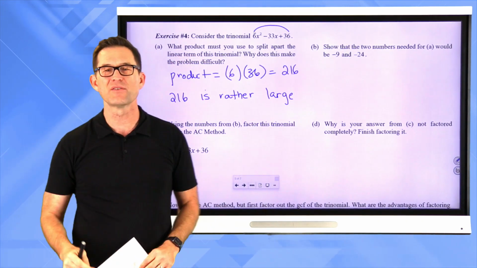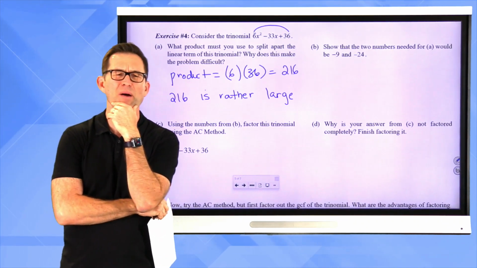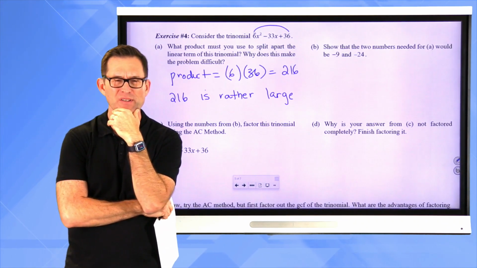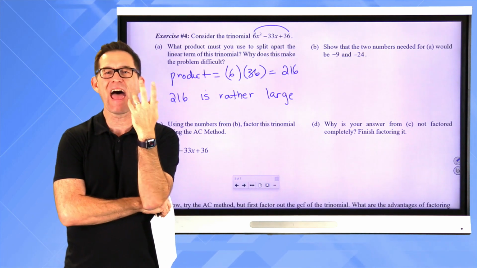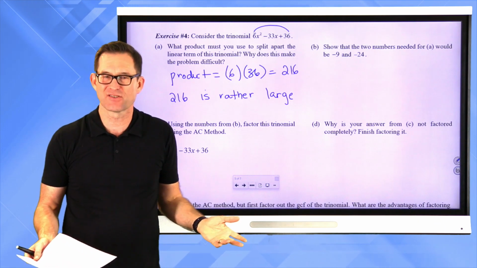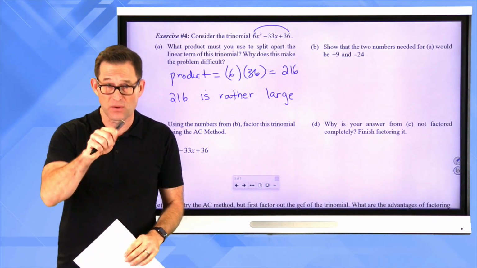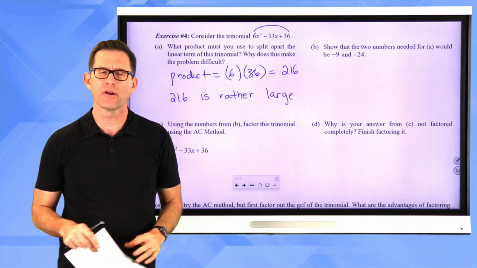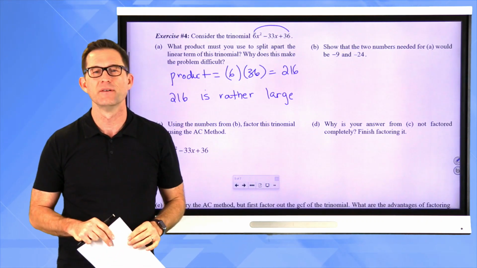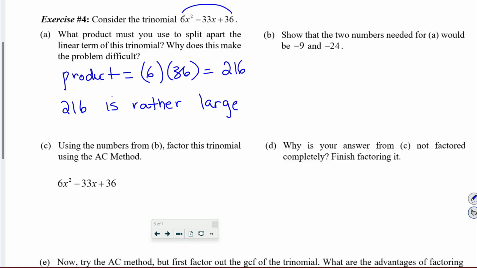So to actually have to sit there and find two numbers that multiply to be 216 and then add to be negative 33, that's pretty challenging. That's tough. I can maybe do it. I'd have to sit with a calculator and plug in numbers, but I think I could eventually find them. But I'm going to tell you what they are anyway. Letter B. Show that the two numbers needed for A would be negative 9 and negative 24.